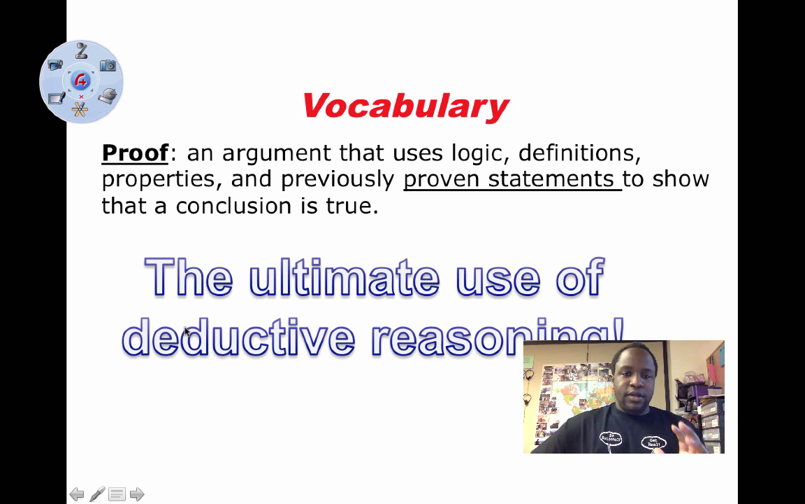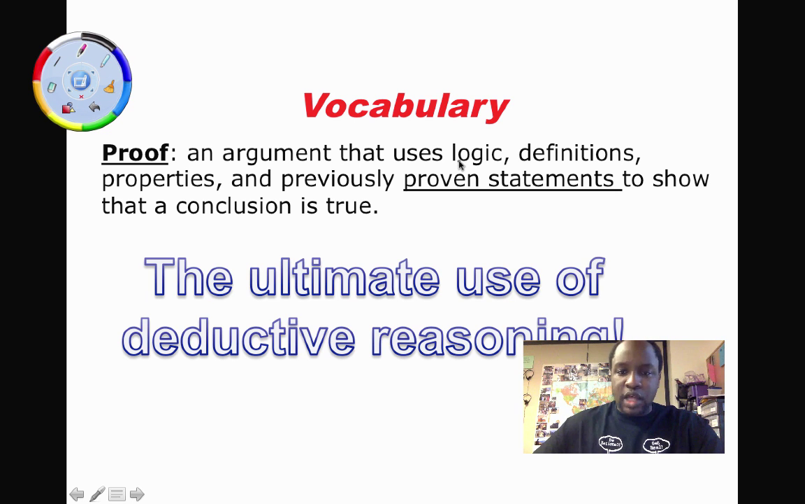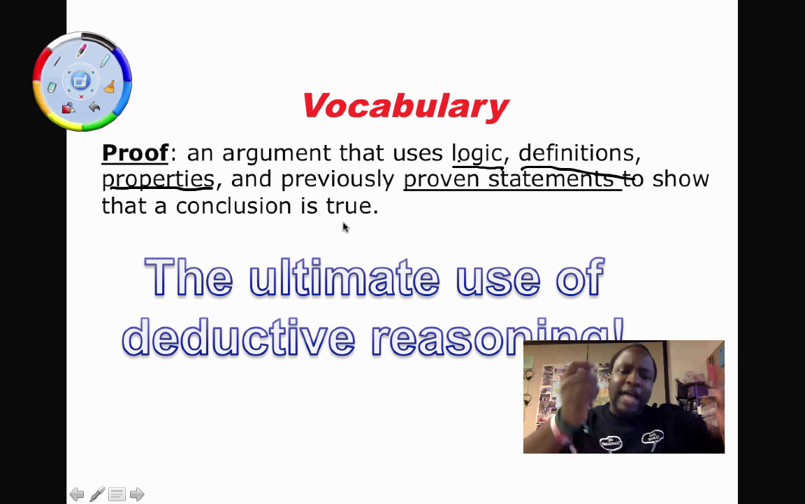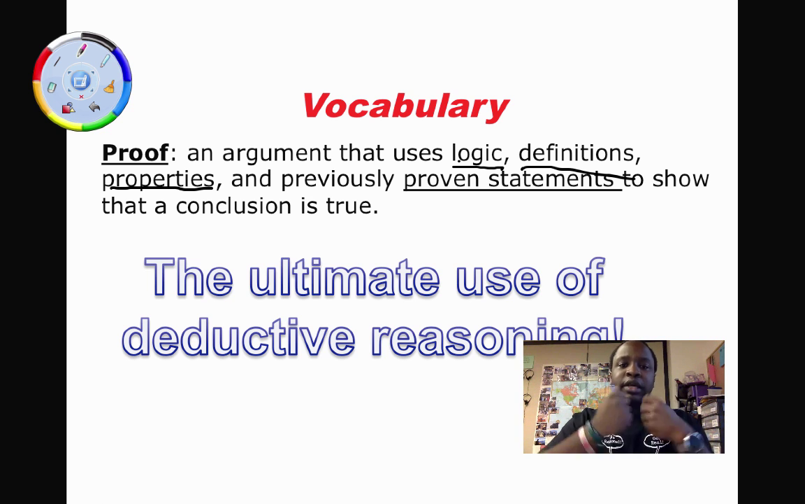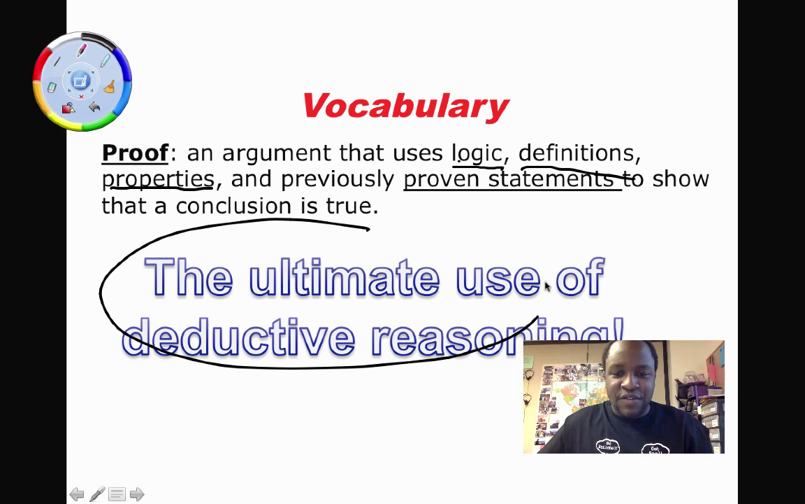So proof. Proof is an argument that uses logic, definitions, properties, and previously proven statements to show that the conclusion is true. Note that proofs use logic, definitions, properties, all of which are part of deductive reasoning. So when we are proving something, we are using deductive reasoning. That means we have general rules and we are applying them to the specific argument that we are trying to prove. This is the ultimate use of deductive reasoning.